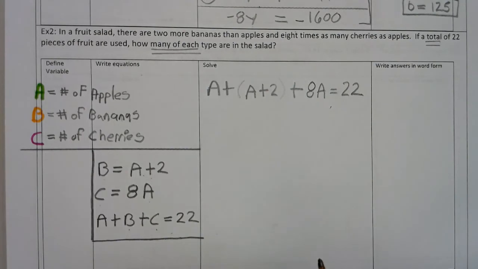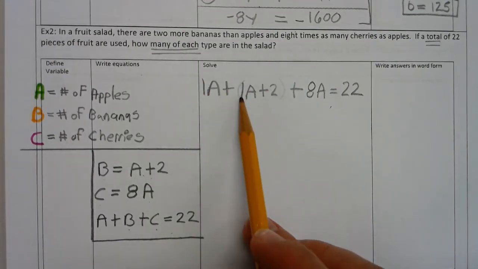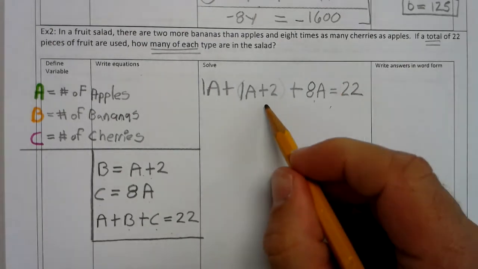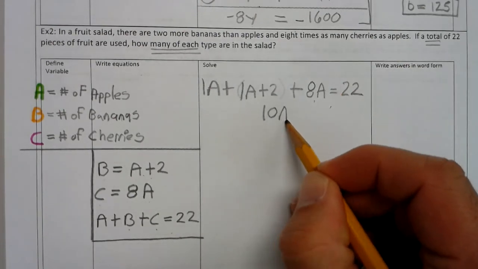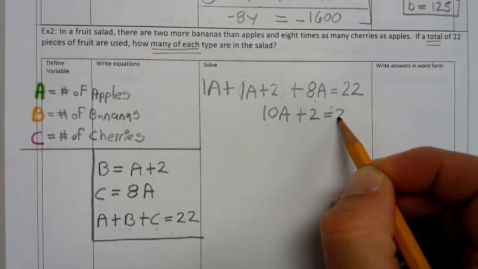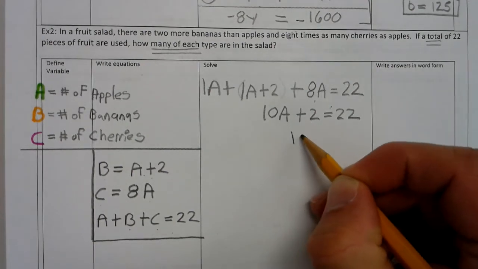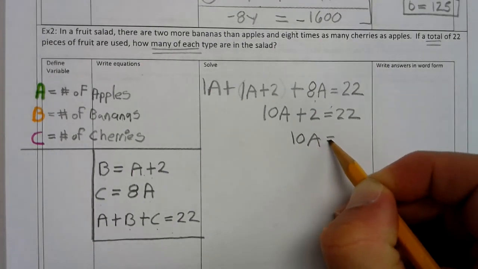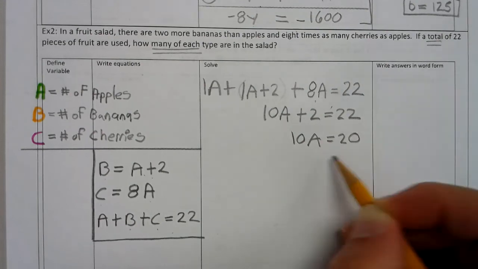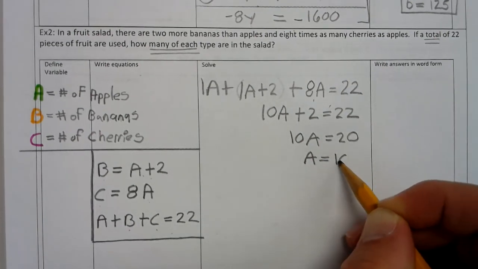Now we're going to solve for A. We combine terms first. There's 1A and 8A, so that's 10A, and then plus 2 equals 22. We're going to subtract 2 from both sides to get 10A equals 20. Divide both sides by 10. A equals 10.